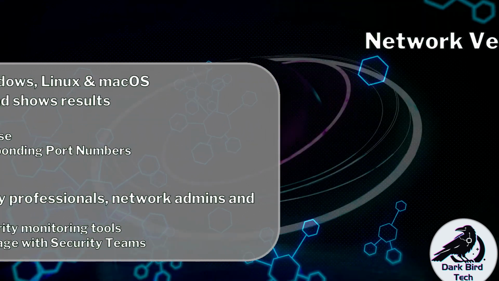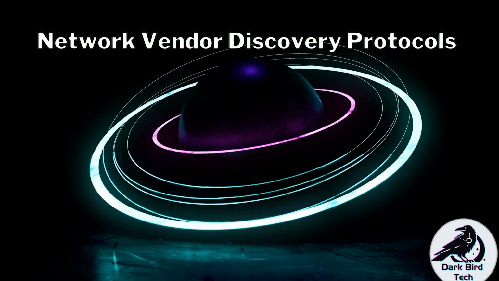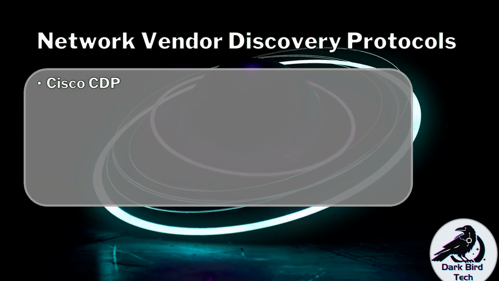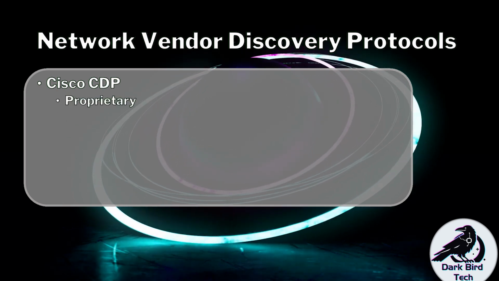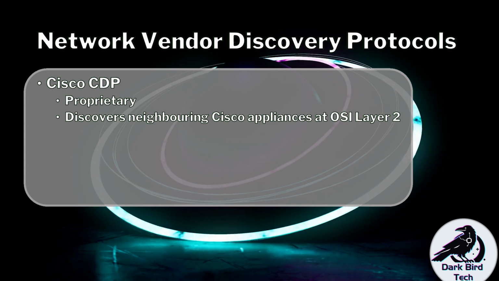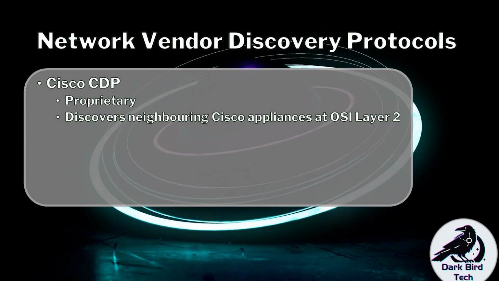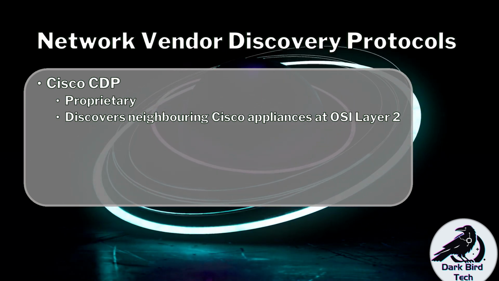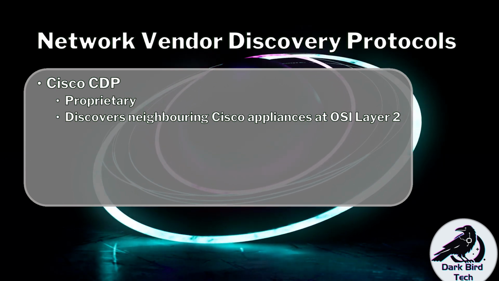But we also have some devices that are able to discover the neighbors on their own. Like for example, Cisco appliances have access to something called CDP, or Cisco Discovery Protocol. It is a proprietary protocol, and it's very good at discovering neighboring devices from Cisco running at OSI layer 2. So even if I haven't set up an IP address or anything like that, CDP allows Cisco devices to discover neighboring Cisco appliances in the network, which is pretty useful.